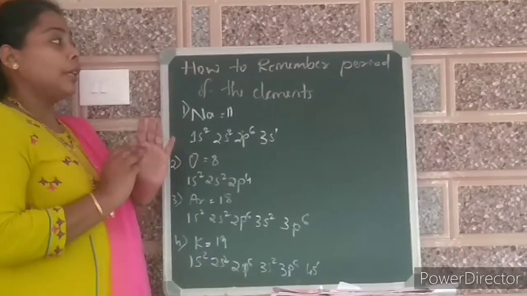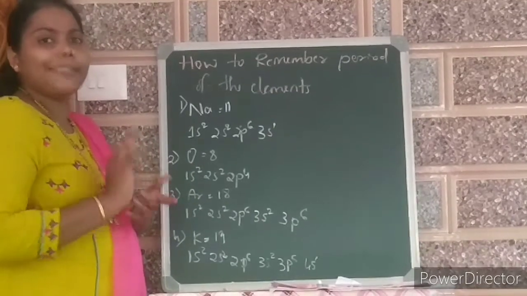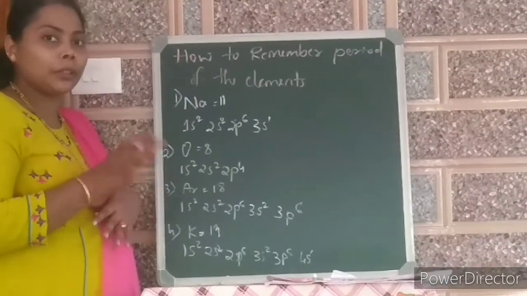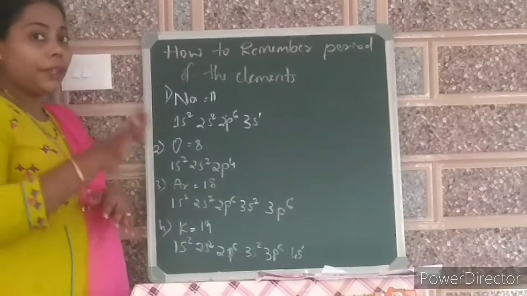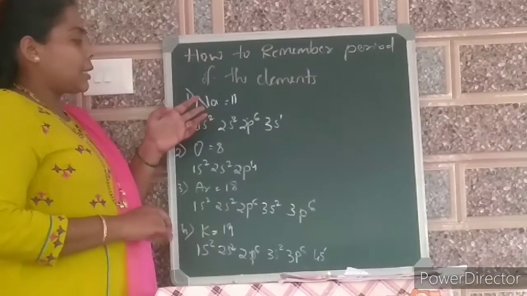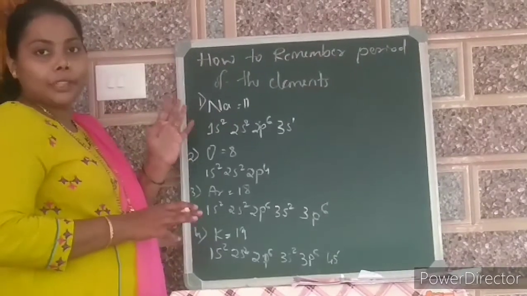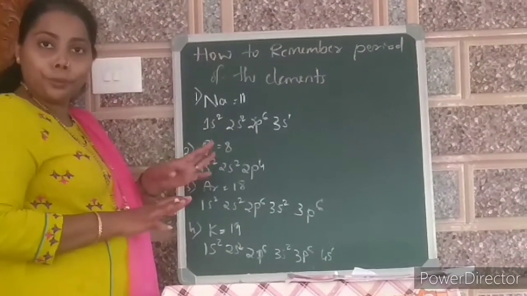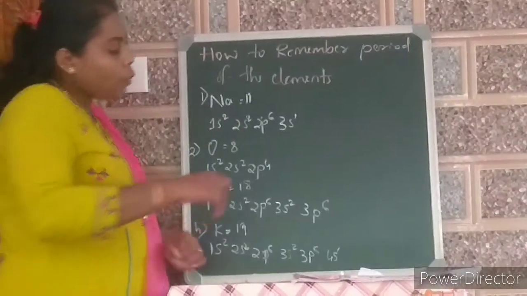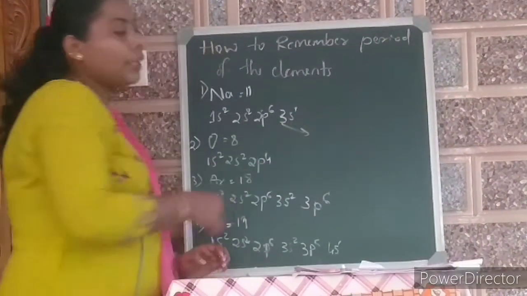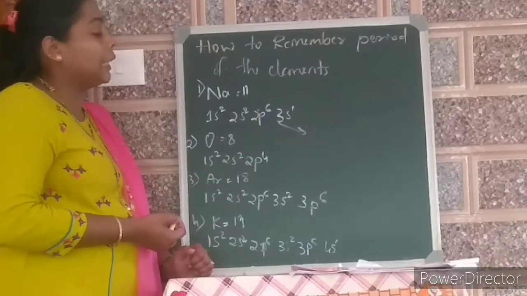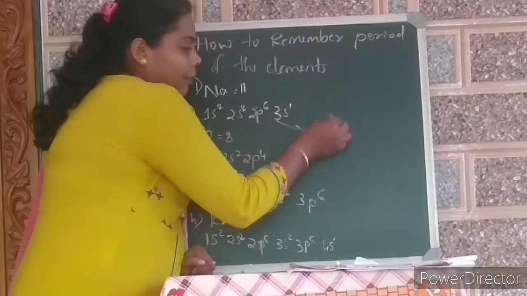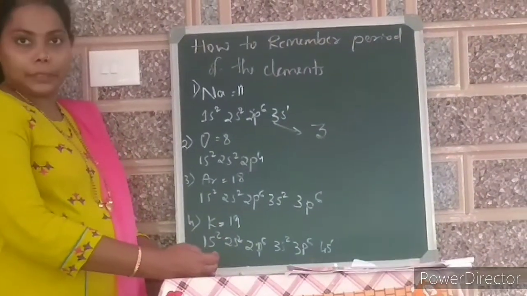Next, how to remember the period of the element. I will give you a small trick which will help you to remember the period of a particular element. How to find the period of a particular element? For example, the first one is sodium, which has atomic number 11. Therefore, the electronic configuration is 1s2, 2s2, 2p6 and 3s1. Now, just see the outermost shell number, that is 3s1. 3 is the outermost shell. It comes under the third period.